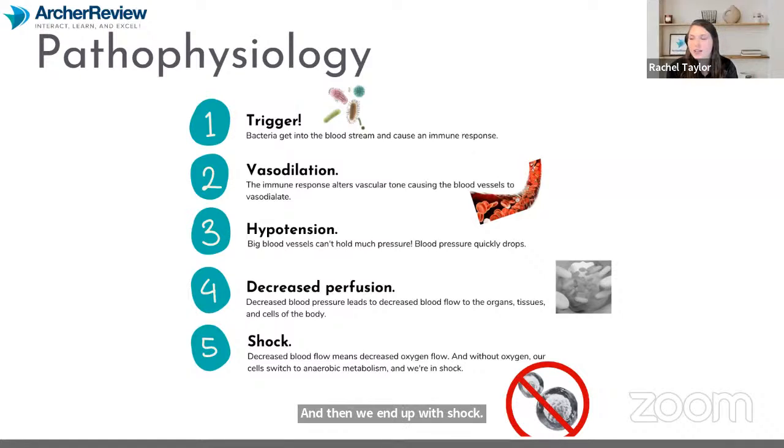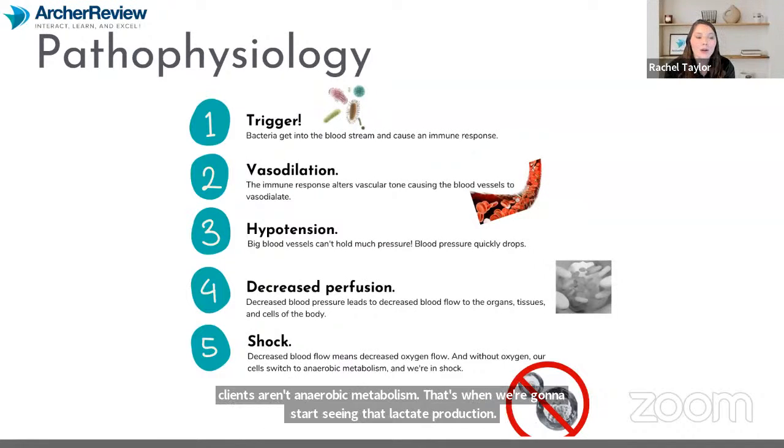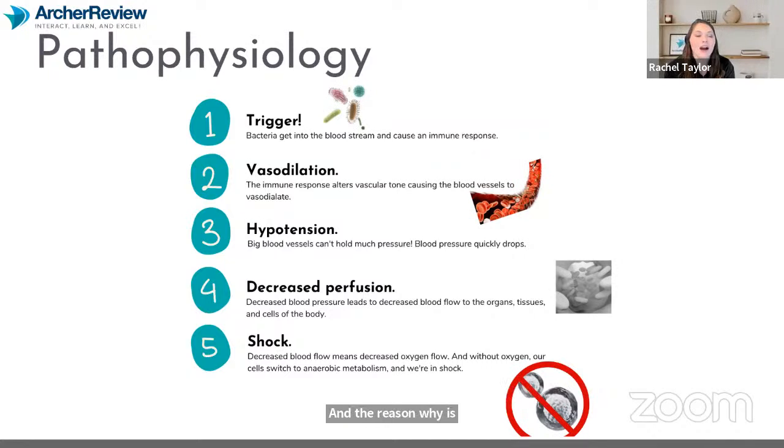And what happens in shock is that our client goes into anaerobic metabolism. That's when lactic acid starts to produce, is when our clients are in anaerobic metabolism. That's when we're going to start seeing that lactate production. And the reason why is anaerobic is without oxygen. They're not going to have as good of metabolism. I'm trying to remember back to like cellular biology, but I want to say normally we make like 32 molecules of ATP, and in anaerobic metabolism, it's like 2 or maybe 4. I can't remember that far back, but it's a lot less. It is a lot less.